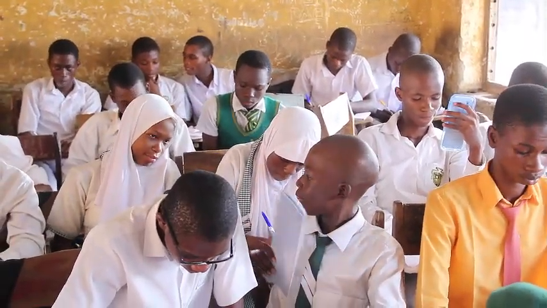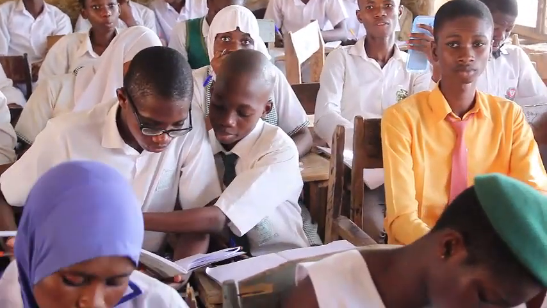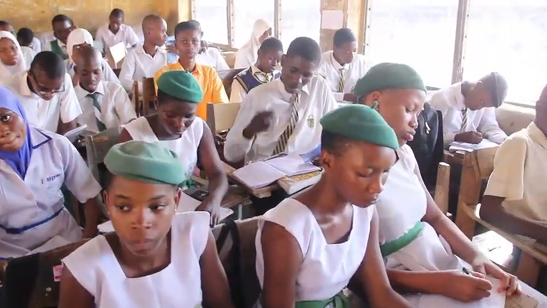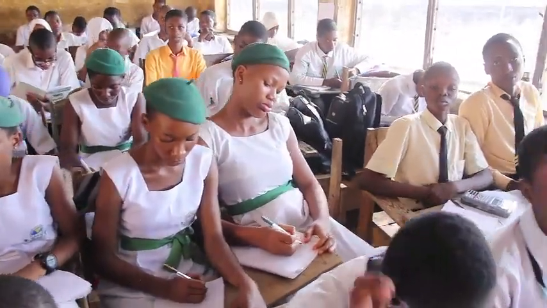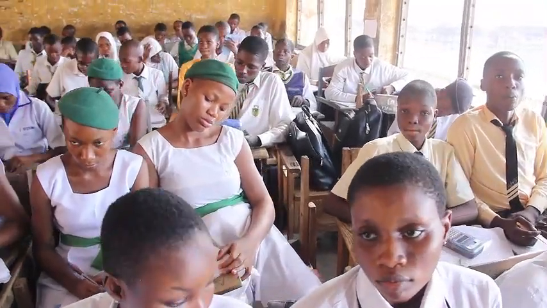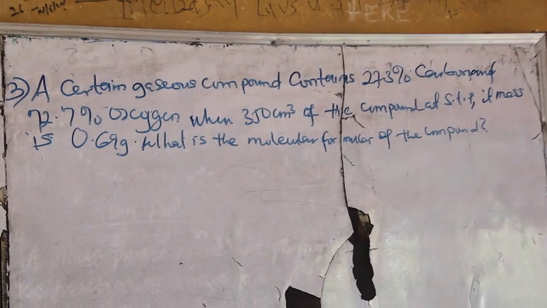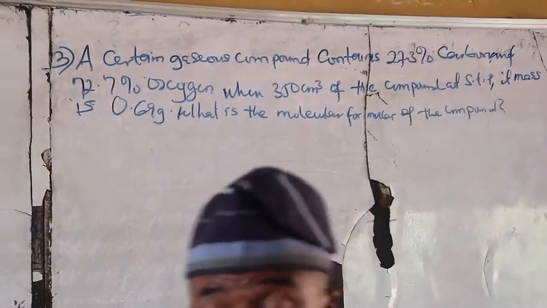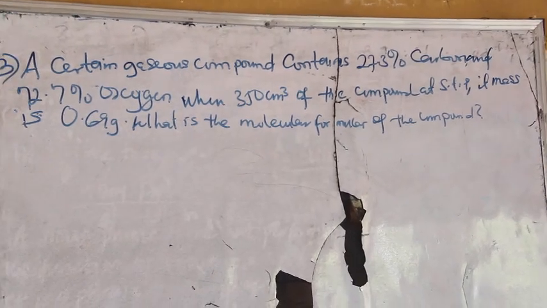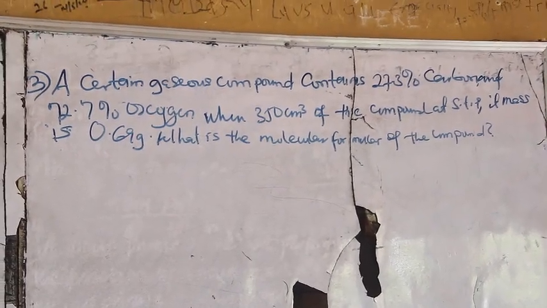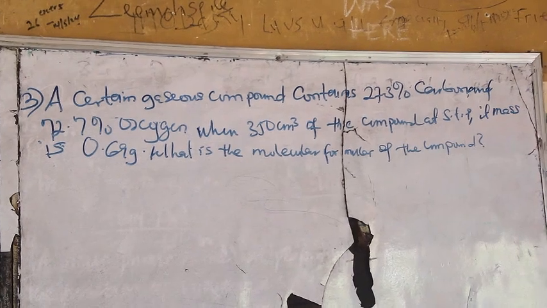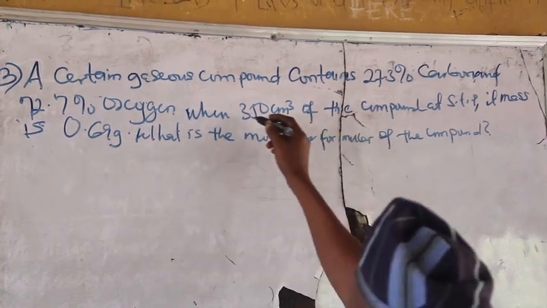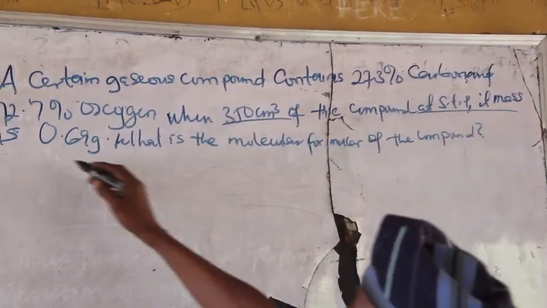A certain gaseous compound contains 27.3% carbon and 72.7% oxygen. Its mass is 0.69 gram. From there, let's first of all determine the empirical formula of the compound. Other information given will be used to determine the molecular formula of the compound.